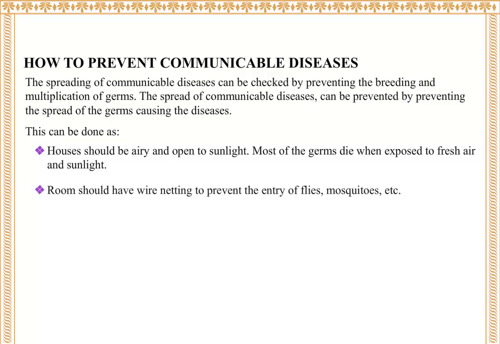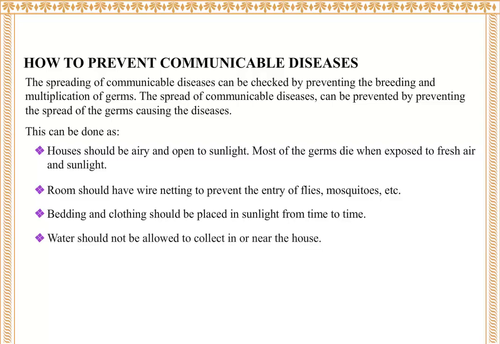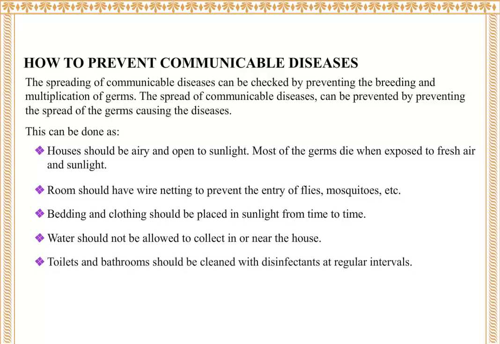Rooms should have wire netting to prevent the entry of flies, mosquitoes, etc. Bedding and clothing should be placed in sunlight from time to time. Water should not be allowed to collect in or near the house. Toilets and bathrooms should be cleaned with disinfectants at regular intervals.